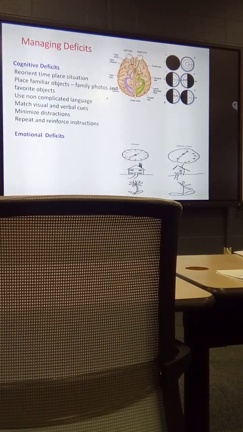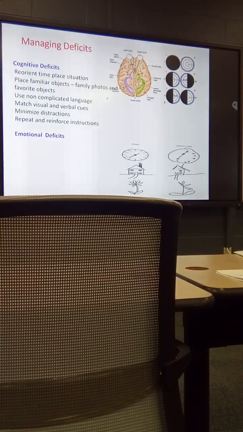Match your visual with your verbal. That's why I can't wear masks anymore. COVID's out. So what I say, and they can see my eyes roll, but they can't see me not smiling. So match your visual cues with your verbal cues.